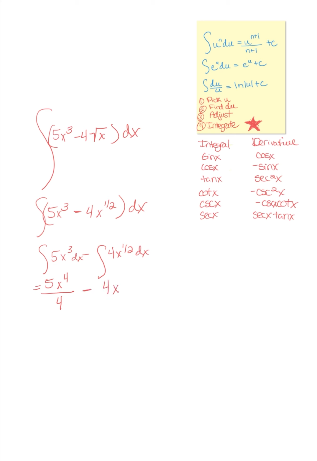Minus 4x, well, if you add 1, that's 2 over 2. So this is going to be 3 over 2 divided by that new power. And you'll see that we have this pattern right here: u to the n plus 1, which is this power, 1/2, plus 1, divided by n plus 1, plus a constant of integration.